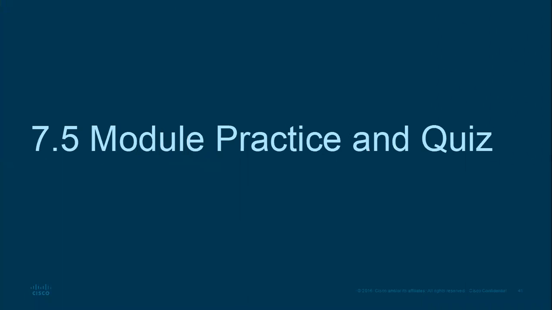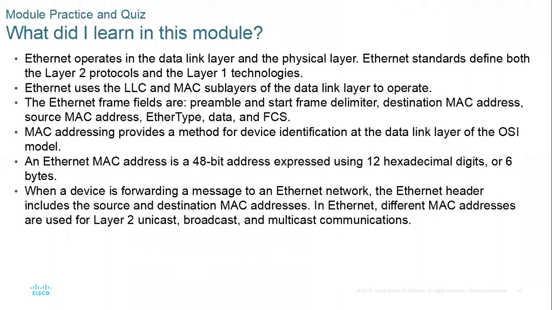Okay, that's all for this module. What have we learned? We've learned that Ethernet operates in the data link layer. That's where you have the MAC address. MAC addressing provides a method for device identification, and it's at the data link layer of the OSI model. Then the MAC address is 48 bits. And we need a CAM table, a content addressable memory, to hold the information that has to do with our MAC addresses for identification purposes.